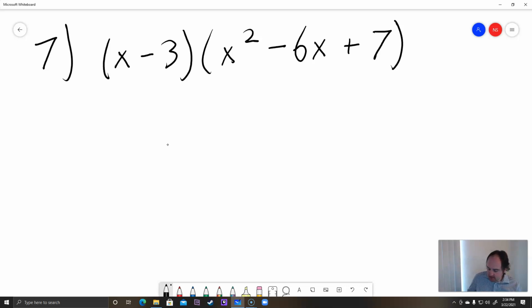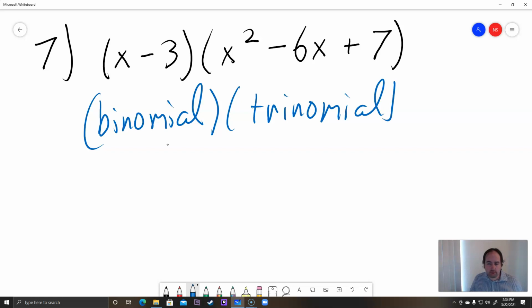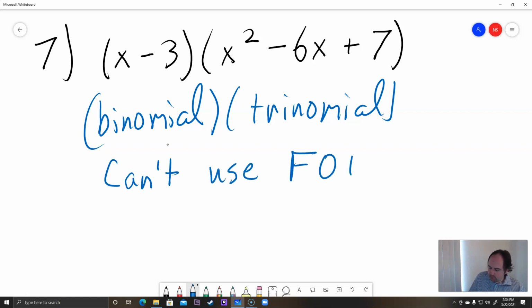Because it's actually a binomial times a trinomial, the first one has 2 terms, but the second one has 3 terms, so it's called a trinomial. You're not allowed to use FOIL here. FOIL doesn't work. Okay, so you can't use FOIL because FOIL only works for a binomial times a binomial. You can't use FOIL. So if you can't use FOIL, what do you have to do?